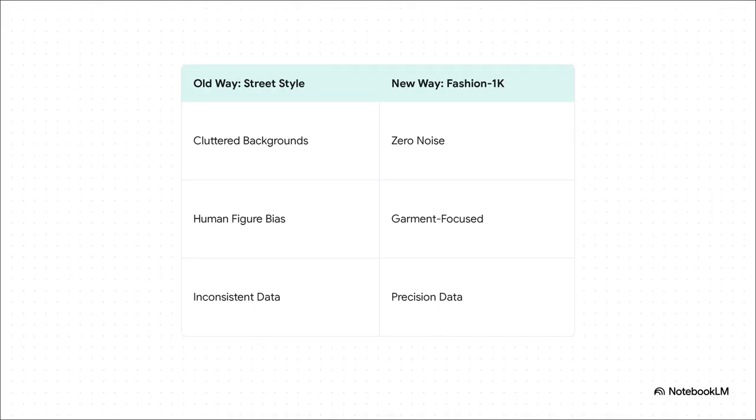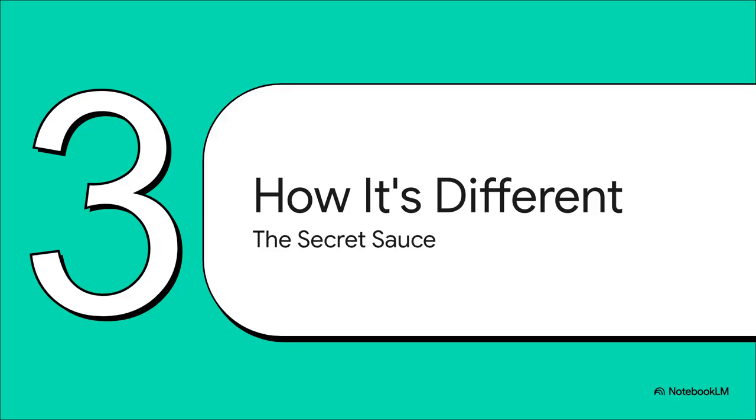And this chart just makes it so clear. I mean, the difference is night and day. The old way with street-style photos, it's cluttered, it's inconsistent, and it creates biases based on the person wearing the clothes. But the new way with Fashion 1K is the total opposite. It's focused only on the garment, there's zero noise, and it gives the AI pure, precise data to learn from. Okay, but what does that really mean? In practice, how is this dataset so different from what we had before? Let's break down the secret sauce.